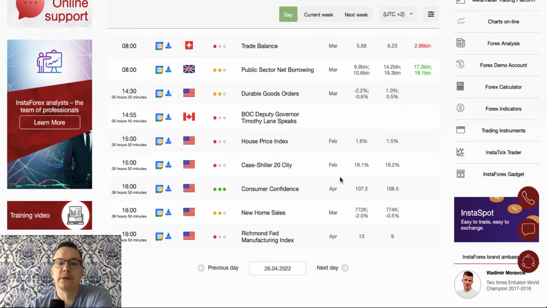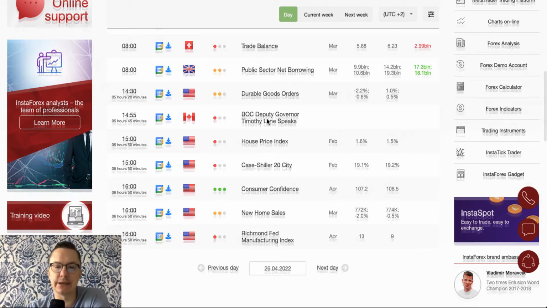However, the New York session looks way better. First, we've got durable goods orders from the US scheduled for release at 2:30. Then Bank of Canada Deputy Governor Timothy Lane will give a speech. At 4 p.m., we've got consumer confidence data from the US, and this is the real market mover for today, and new home sales are scheduled at the same time, together with the Richmond Fed manufacturing index. So some data from the US are scheduled for release.